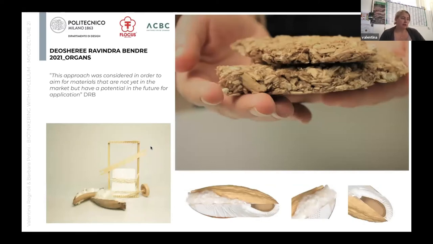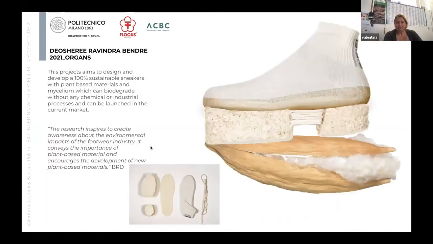Another project is the Organs project, focused on introducing zero-impact bio-based material alternatives to existing material applications, and here we are in the footwear industry. The theme of the thesis of this research revolves around the notion of back to nature, by exploring and detecting natural material possibilities and reintroducing plant-based material in industry. Oshri worked in partnership with Flocus, so another company. Flocus is an Italian textile company specializing in Kapok.